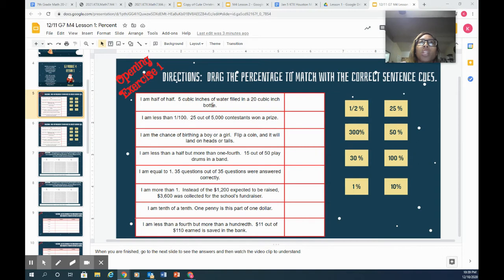So 5 cubic inches of water filled in a 20 cubic inch bottle. What comes to mind is this idea of 5 over 20. And there are 4 groups of 5 in 20. So we're looking at 1/4. And 1/4 as a percentage is 25%.